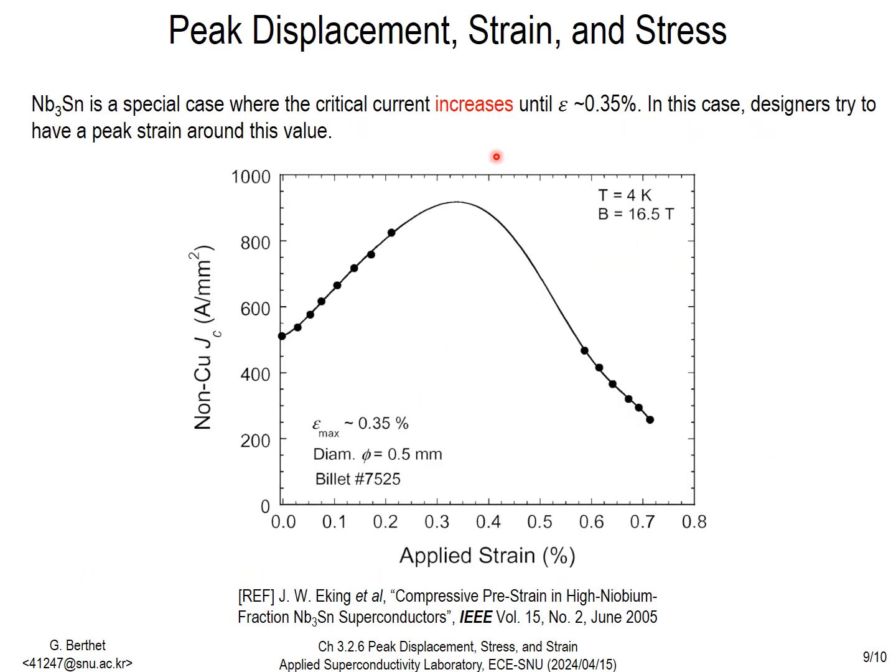A special case is the Nb3Sn wires, which, when deformed by a certain amount, get an increase in critical current. This phenomenon happens until a strain of about 0.35%, where the critical current starts decreasing as the strain increases, as usual.